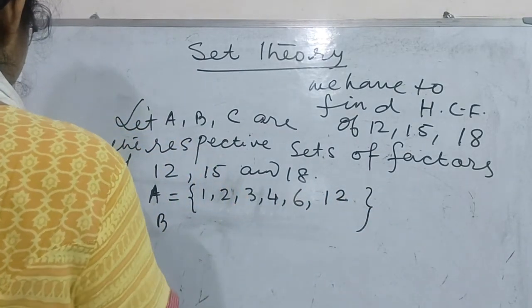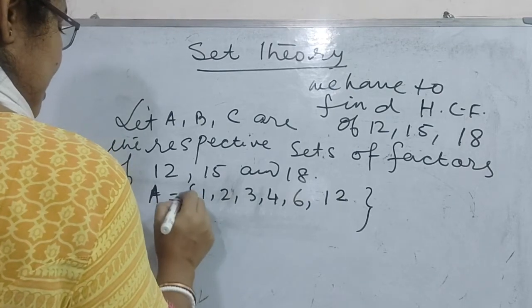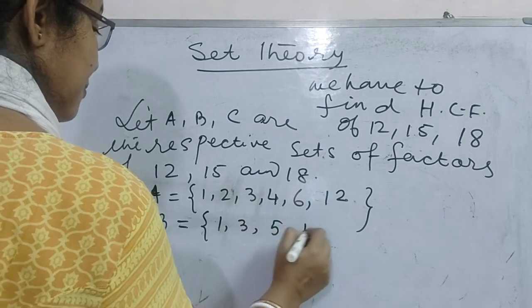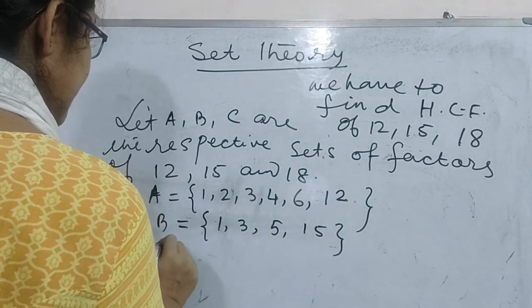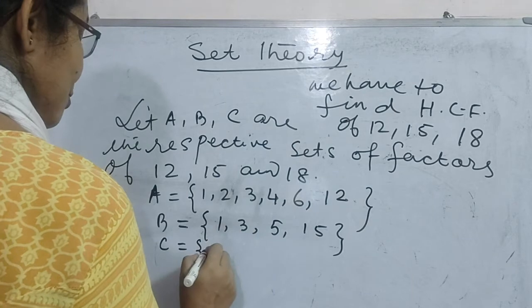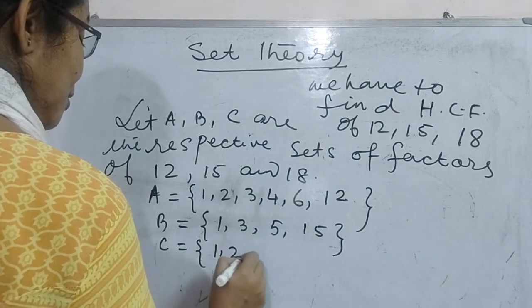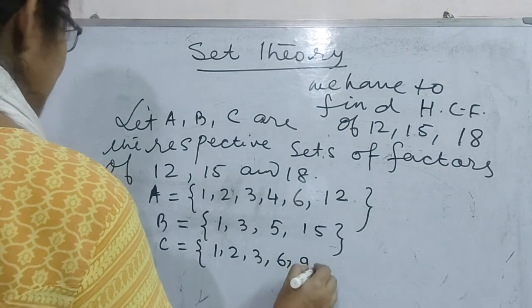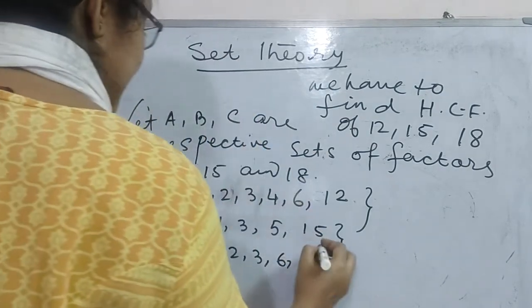B, factors of 15: 1, 3, 5, 15. And C, factors of 18, that is 1, 2, 3, 6, 9, 18.